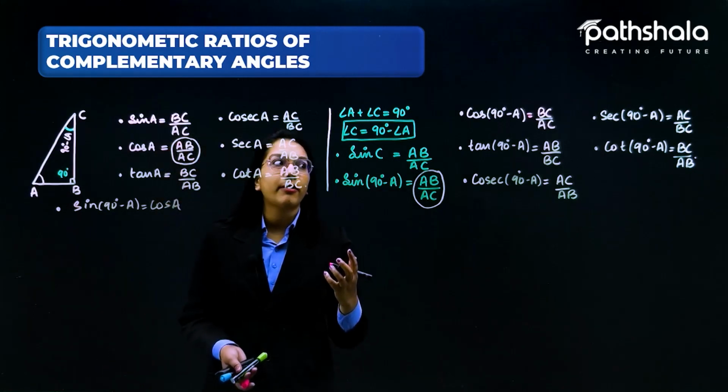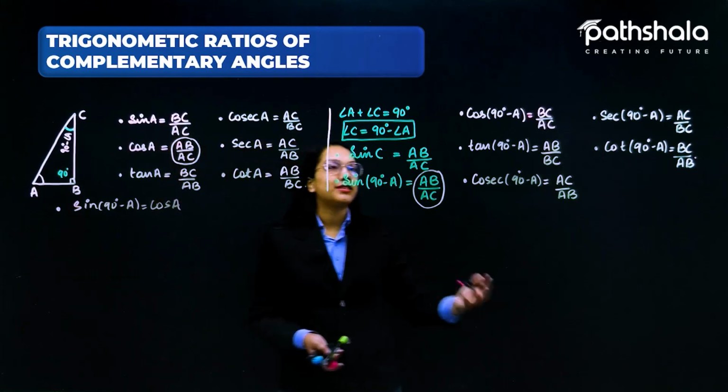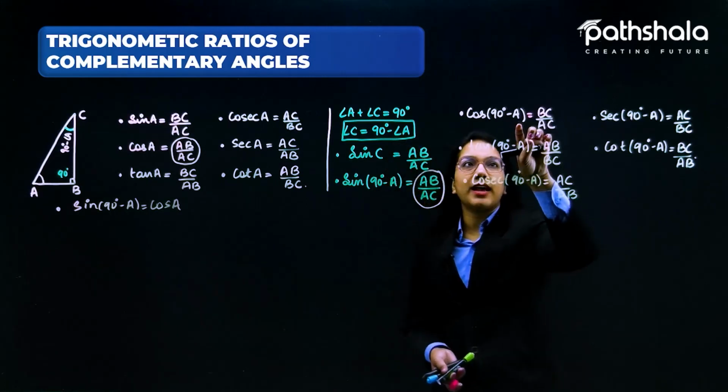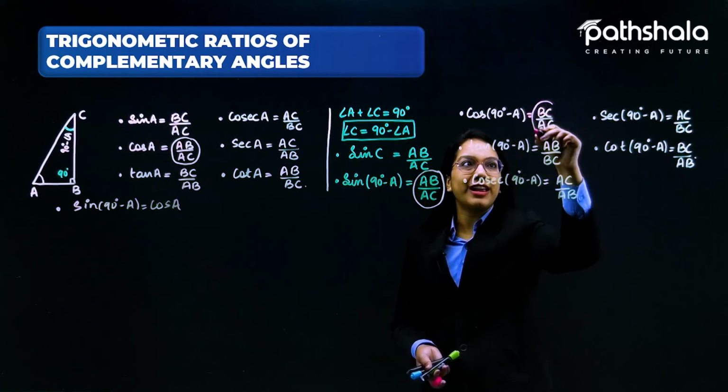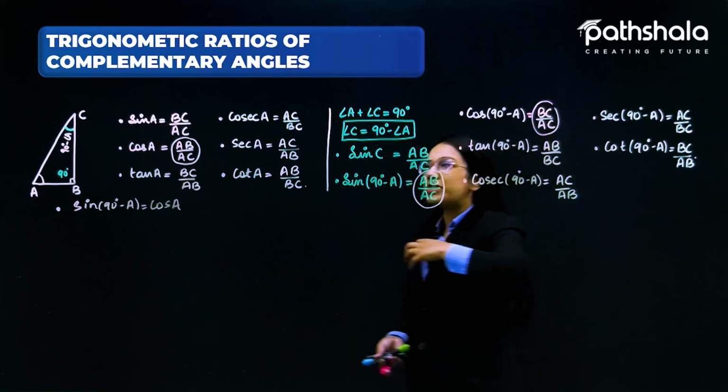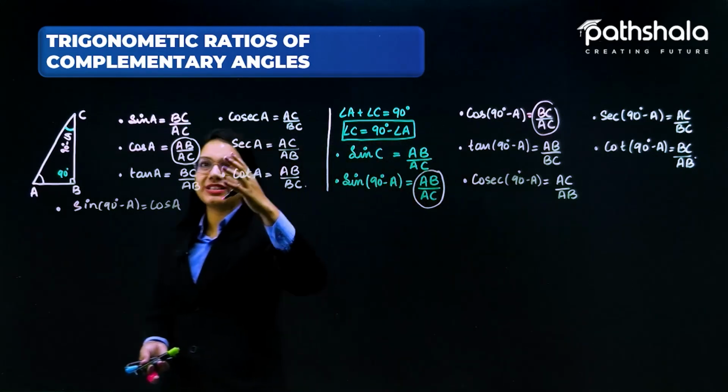Now further, if I'm talking about cos of 90 minus A, as you can see over here, the ratio is BC by AC. Let's look for the ratio BC by AC over here. Where is BC by AC?